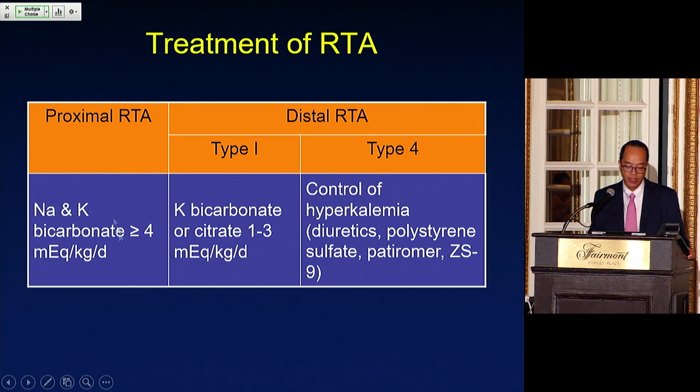And I prefer citrate because then you also increase the citrate in the urine, which inhibits kidney stone formation. In proximal RTA, it's a lot harder because they're having a bicarb spilling problem. And as we discussed, the higher you raise the serum bicarb, the more bicarb spills into the urine. So oftentimes you need much higher doses of bicarb to correct it, certainly more than 4 and sometimes as high as 10 milliequivalents per kilo per day. In type 4 RTA, as we discussed, acidosis is usually not the major problem, and most of the problem is trying to control the hyperkalemia with all our usual suspects.